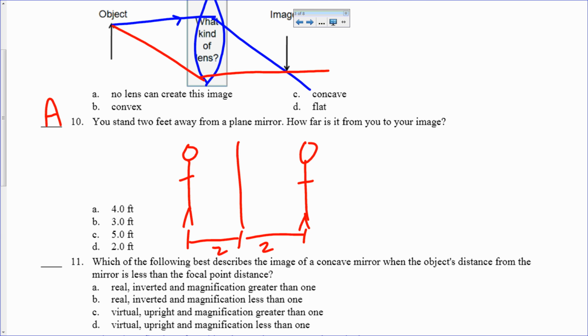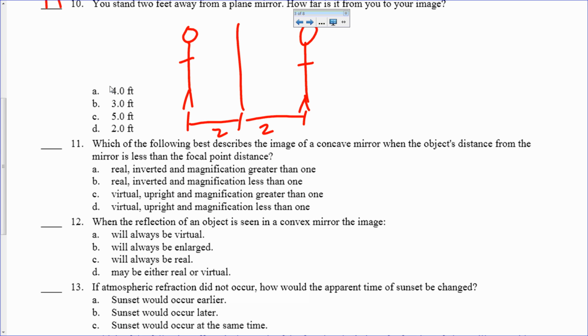A. Which of the following best describes the image of a concave mirror when the object's distance from the mirror is less than the focal point distance? All right, so the object is inside the focal point for a concave mirror. It's going to look like this. This is my object. That means that my image is virtual, bigger, and upright. This is like the makeup mirror or your shaving mirror, when you hold it up close and your face looks real big. So that is a virtual, upright, and magnification greater than 1.